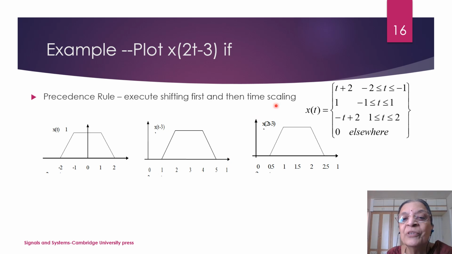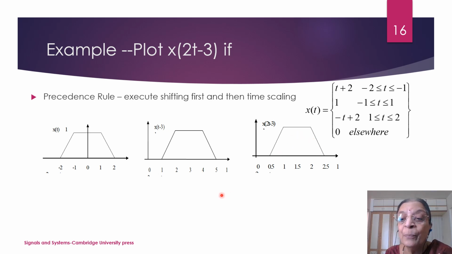Now I will do time scaling. I want to write x of 2t minus 3. So I'll have to scale the time by a factor of 2, which means the time axis will have to be multiplied by half. So 1 will now become 0.5, 2 will become 1 and the maximum value of 5 will become 2.5 here. Right, so this is how the time scaling takes place.